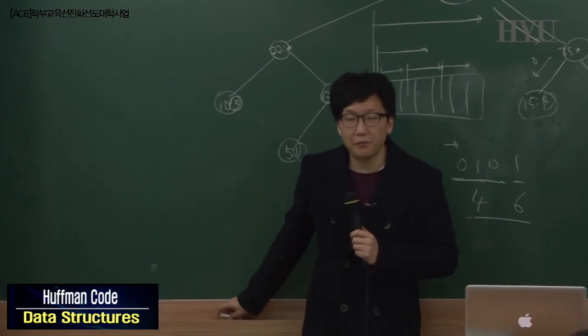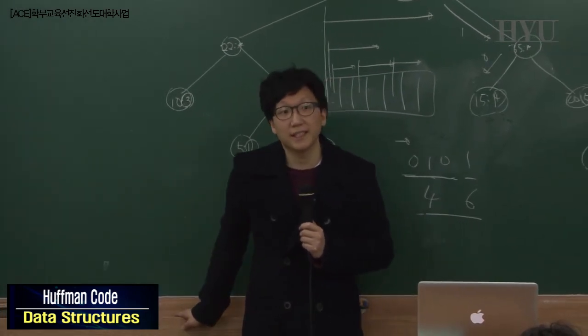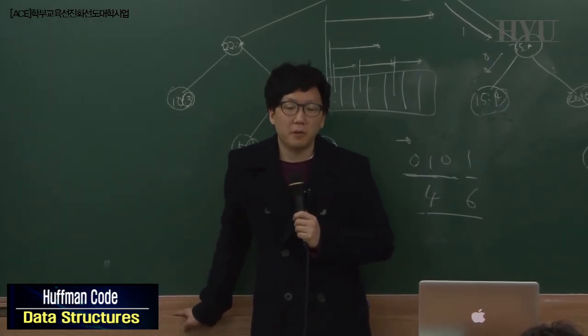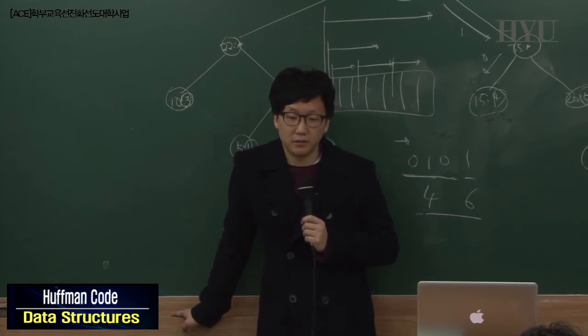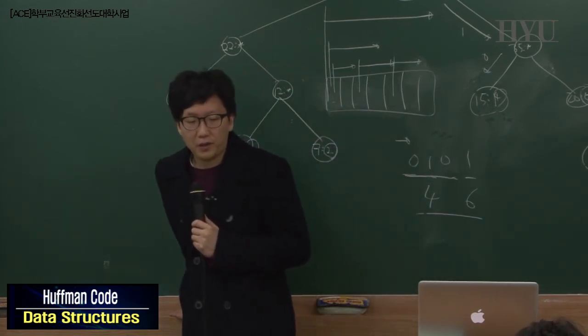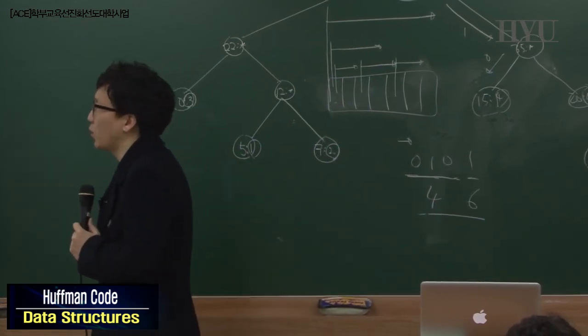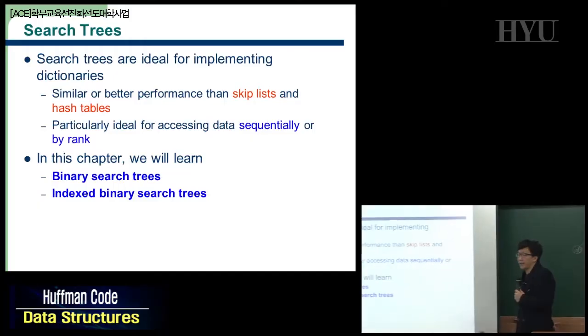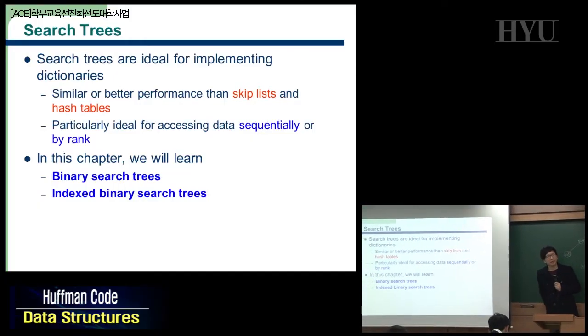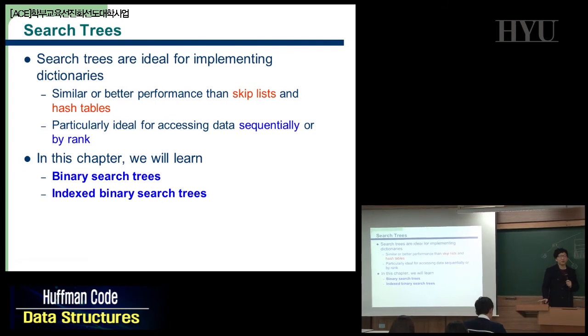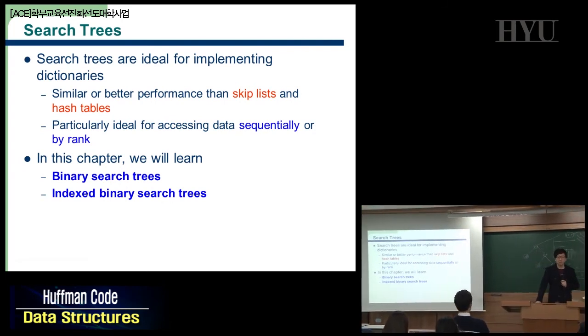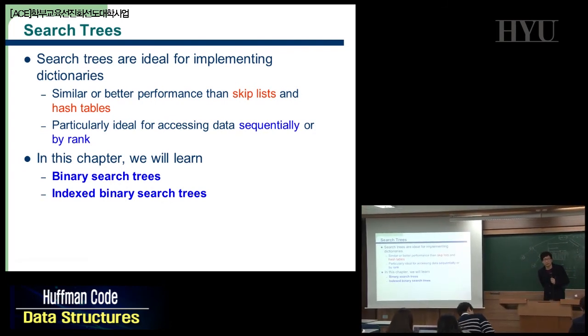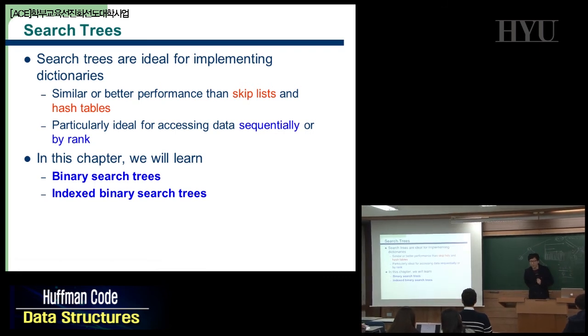So let's say if we use a search tree, right, then we might have a similar performance to a skip list and hash table. Good, good. Particularly ideal for accessing sequentially or by the rank. Rank is 등수, 1, 2, 3, 4, 5, 6. If you want to put a rank, it's probably also discussing these sortings, ascending, descending order, which one is the biggest, smallest.